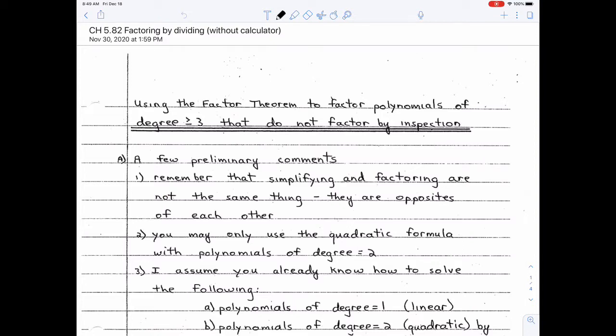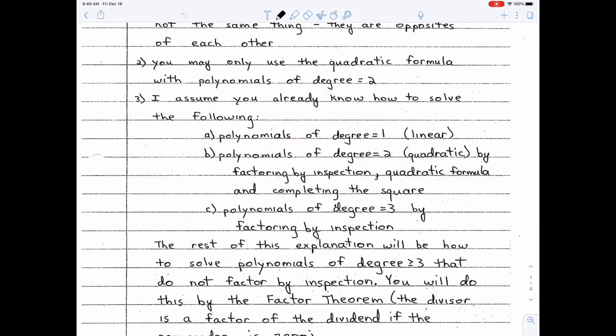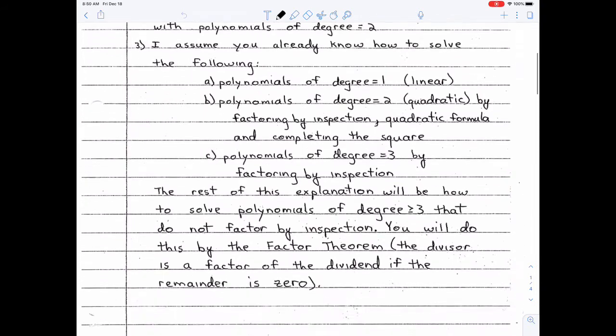Okay. So again, a few preliminary comments. Remember that simplifying and factoring are not the same thing. What we are doing here is factoring, not simplifying. We're pulling it apart into things that are multiplied. And remember, you can only use the quadratic formula with polynomials of degree 2. What we're talking about today is polynomials of degree 3 and greater. I assume you already know how to solve polynomials of degree 1, degree 2, and degree 3 that factor by inspection. So the rest of this is what you do when you can't do any of that.